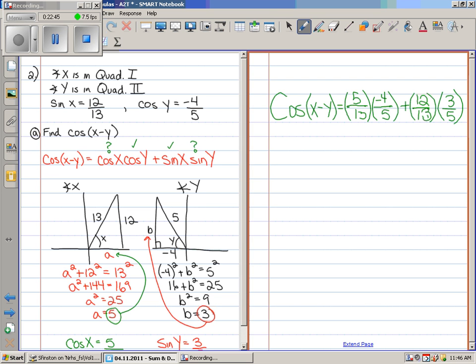Multiply them, condense them down. I think you're going to get that this is over 65 plus 36/65. You know what the final answer is? 16/65. That's it. We did it. We made it.